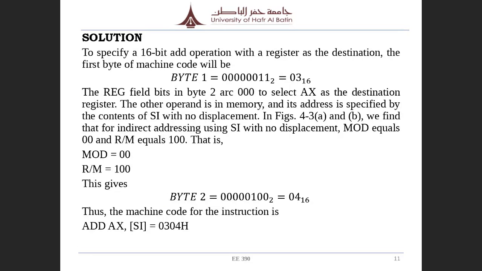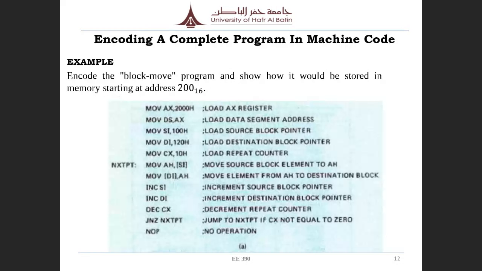All right, so this one, 0304H, we already discussed. Now we have an instruction: move AX comma 200H, move DS comma AX. This is initializing the data segment. Then move SI comma 100 to initialize the source index register.